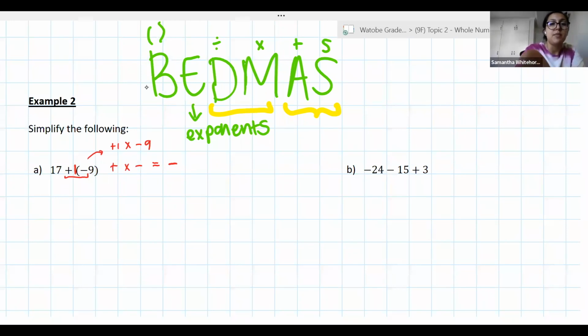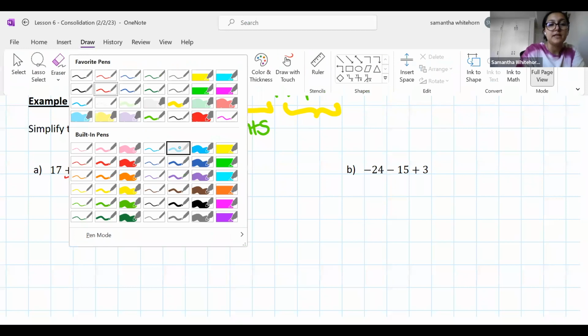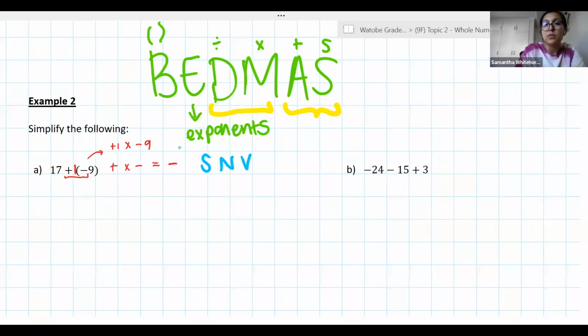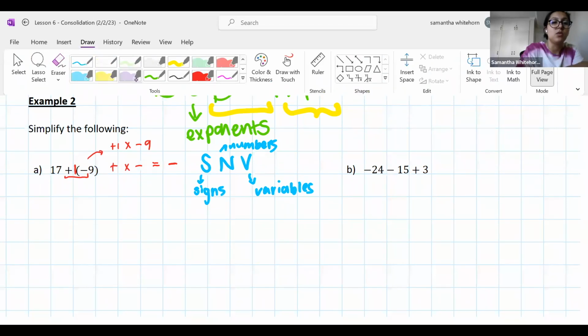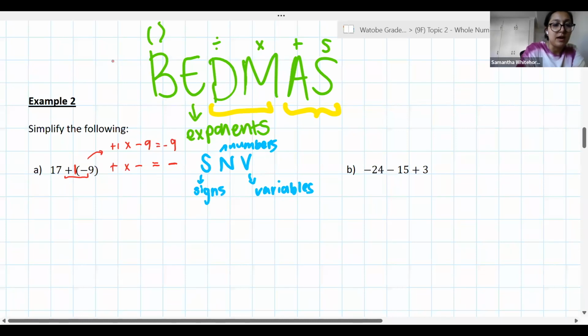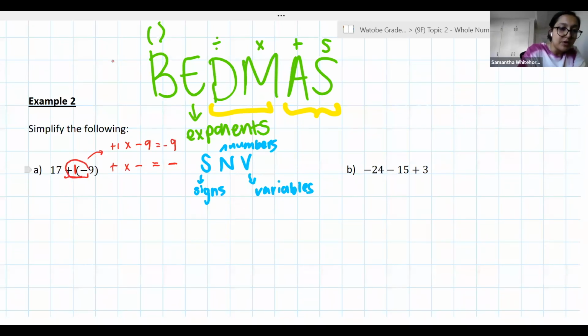And this is taking us back to our little rhyme of SNV, which is when we multiply or divide, we consider the signs, we consider the numbers, and if there are variables, which we'll get to in algebra, we consider the variables. So positive times a negative is a negative. We've sorted the sign. And then we've got 1 times 9. And so we end up here with a -9. And so what we need to remember is that when we've got a plus and a minus sitting right next to each other, that sign becomes minus.